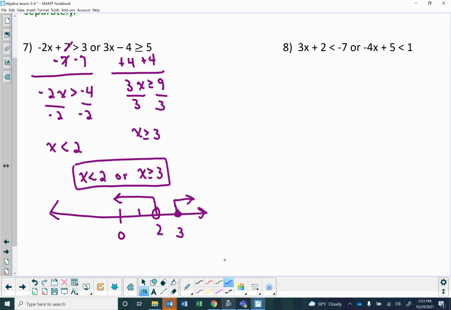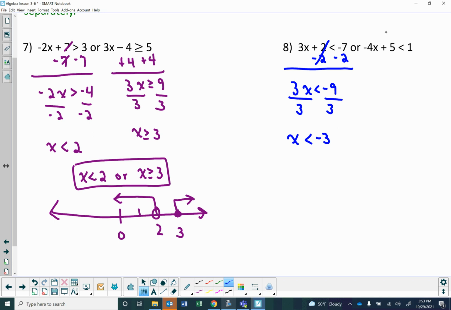Number 8 says 3x plus 2 is less than negative 7, or negative 4x plus 5 is less than 1. So again, solve each one of them separately. So I will subtract the 2 here from the left-hand side, do the same thing from the right-hand side. That will give me 3x is less than negative 9. Divide by 3. Remember, we don't switch the inequality symbol here because we're not dividing by a negative. We're just getting a negative answer, which is okay. So x is less than negative 3.